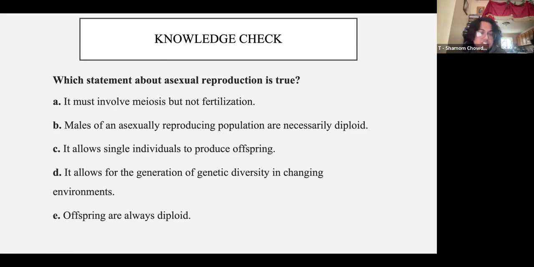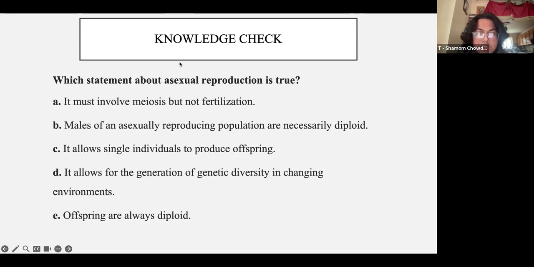The main reason, I'm sure you guys know, is that a single individual is allowed to produce offspring because it's asexual. For example, for the aphids, you don't need another partner. You can create an identical copy of yourself just by yourself. You don't need anybody else. However, at the same time, that's also one of the quote unquote downfalls of asexual reproduction, that there's no genetic variety.